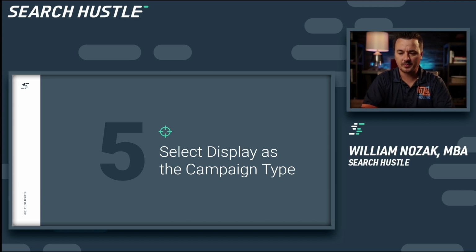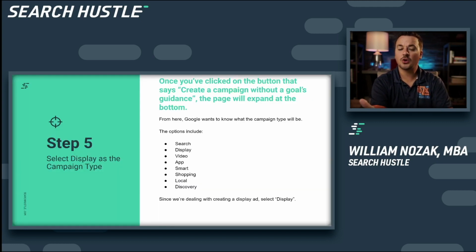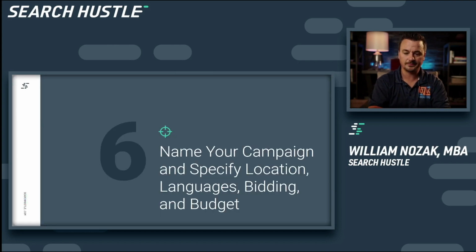So select display as campaign type. Here are the campaign types. Search is most typical. Somebody types something into Google and you've got an ad that says, I want to pop up for that query. We're really just talking about display. This is really all of their network of websites showing images and things that draw people into your brand. But you could also do videos on YouTube, apps, smart, shopping, local, and discovery. In this case, you'll select display.